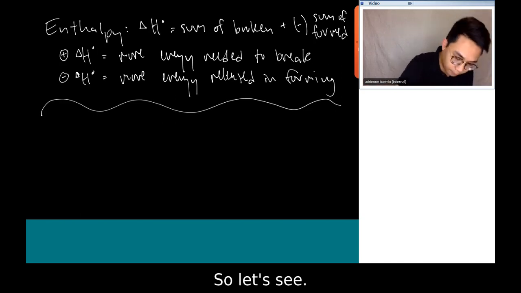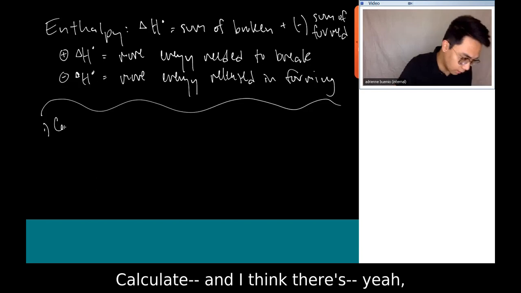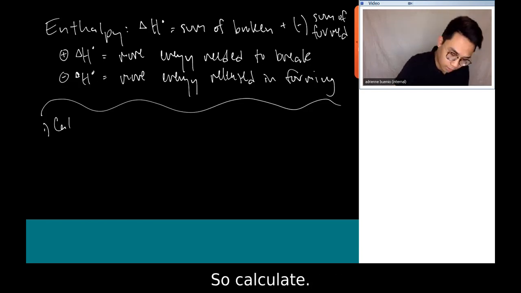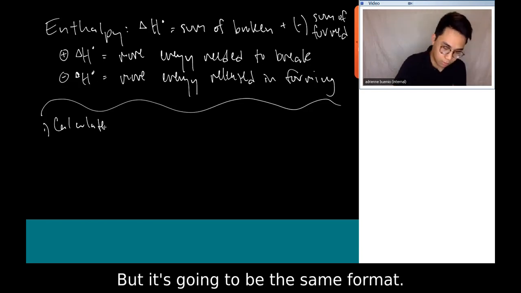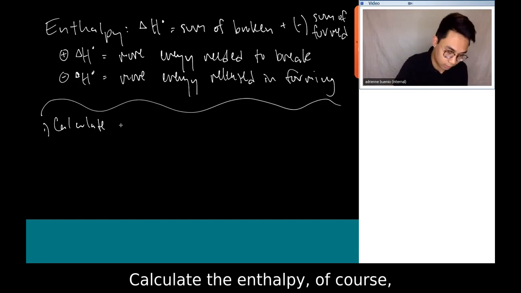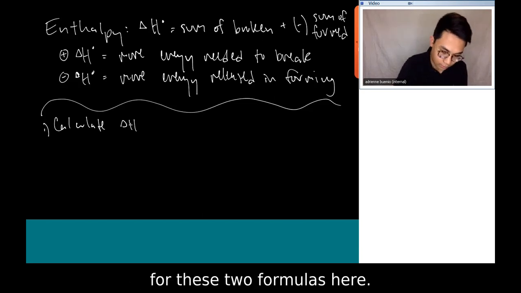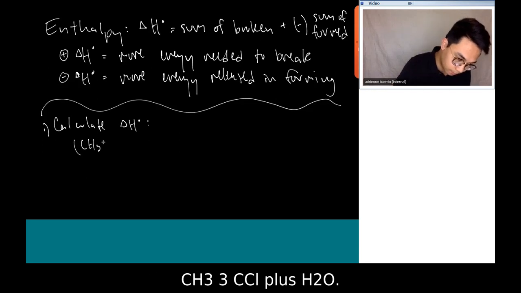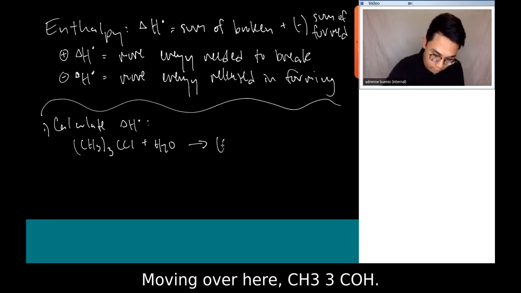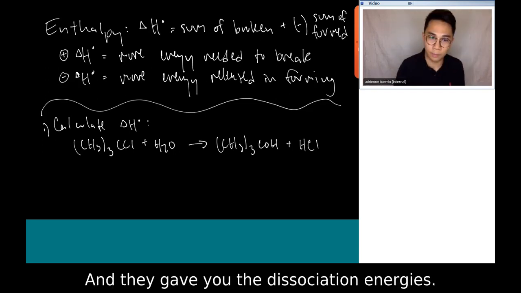So let's see. Calculate, and I think there's two questions, but it's going to be the same format. Calculate the enthalpy, of course, for these two formulas here. (CH3)3CCl plus H2O going over here (CH3)3COH plus HCl. And they gave you the dissociation energies.